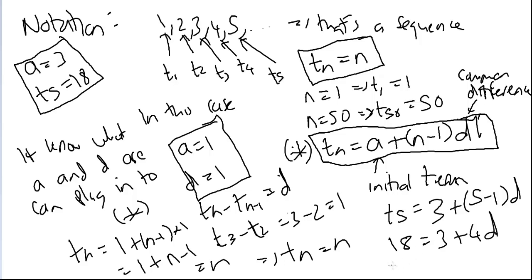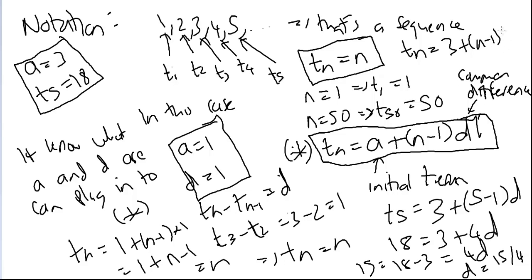So we take away 3 from both sides. So 18 minus 3 is equal to 4d, and that's 15. If 15 is equal to 4d, then we can divide both sides by 4 to get d is equal to 15 over 4. So then we know that a is equal to 3 and d is equal to 15 over 4. If we know what a and d are, then we know what the general expression is. So then Tn is a, which is equal to 3, plus (n minus 1)d, and we now know that d is 15 over 4. So that's our general expression for the terms in our arithmetic sequence.